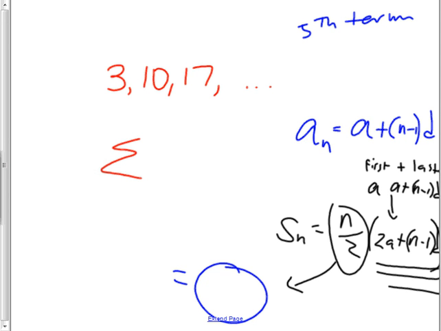All right, in this case, the fifth term would be, I plug in a 5 right here. A sub 5 is the fifth term. And the starting one was 3. And then 5 minus 1 is how many swooshes there would be. 5 minus 1, it's always 1 less than however many terms there are. 5 minus 1 is 4. 4 times the common difference, which is 7. 7 times 4 is 28, plus the 3 is 31. Raise your hand if you had 31 as the fifth term.